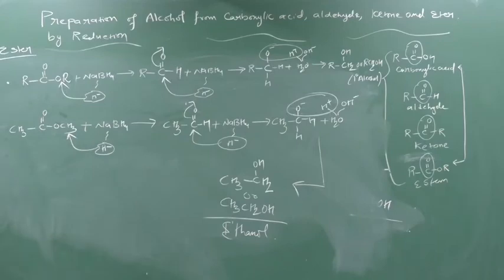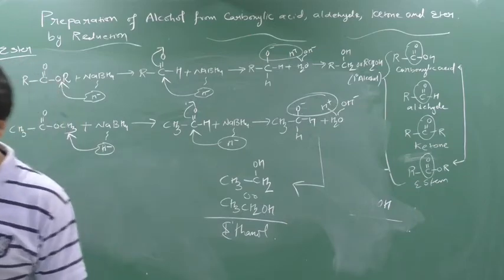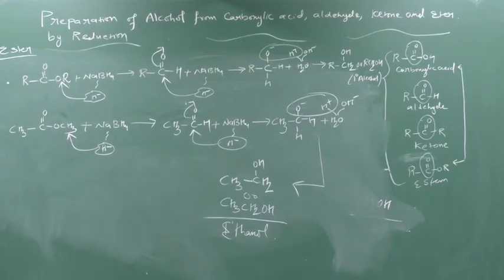Clear this part? So in this way you have to get the answer of alcohol from carboxylic acid, aldehyde and ketone. Clear? Now we will see the mechanism. Take a screenshot, then we will see the mechanism.